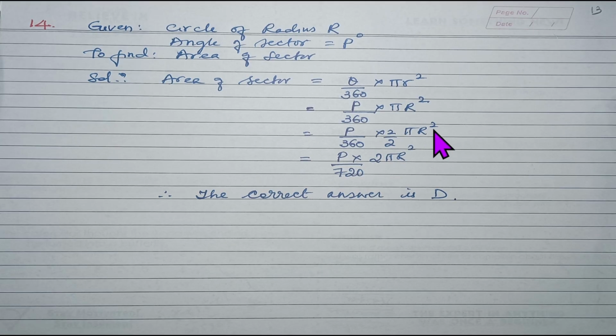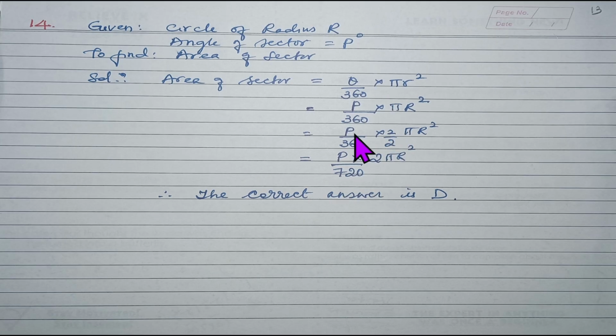Now what I have done here is I have taken 2 by 2 additionally. So 360 into 2 becomes 720, and this becomes 2 pi r square. So I get the final answer as p by 720 into 2 pi r square. I did this change to get the correct choice in the 4 answers given there. Please understand, area of sector is theta by 360 into pi r square, but the answer is given as p by 720, therefore I multiplied and divided by 2 there.